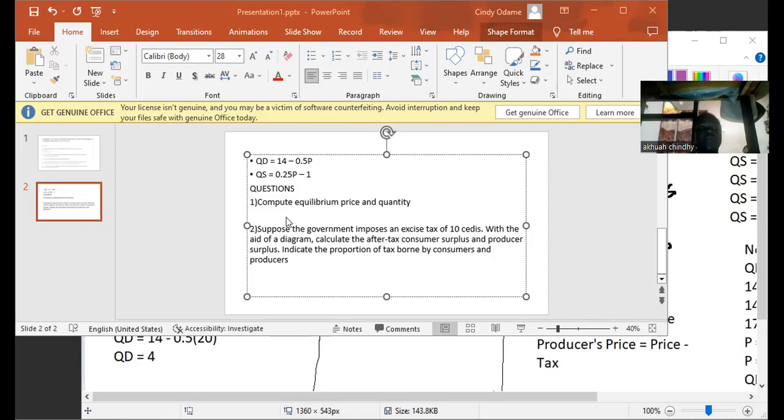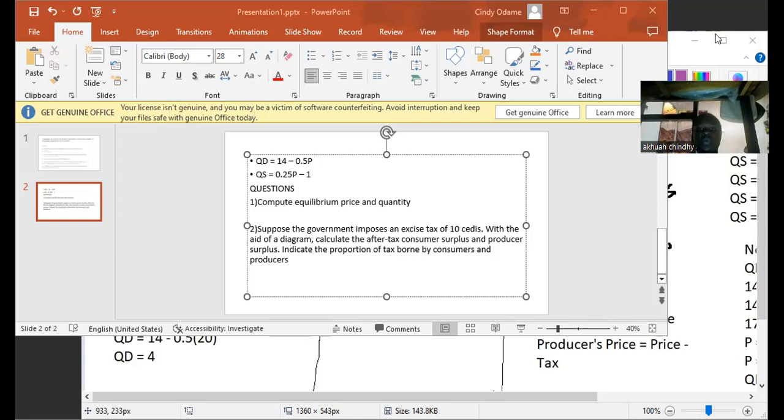All right, so the question says quantity demanded is equal to 14 minus 0.5p. Quantity supplied is equal to 0.25p minus 1. First thing is to compute equilibrium price and quantity. And the second says, suppose the government imposes an excise tax of 10 cedis. With the aid of a diagram, calculate the after-tax consumer surplus and producer surplus. Indicate the proportion of tax borne by consumers and producers.